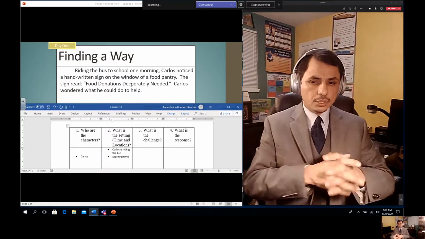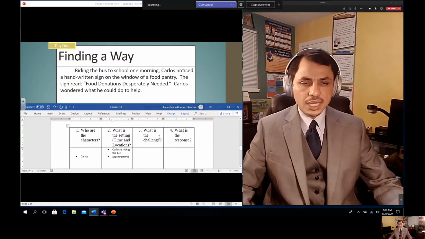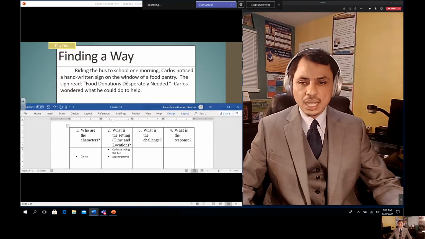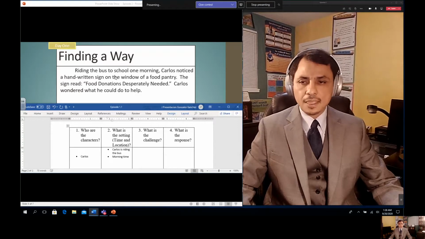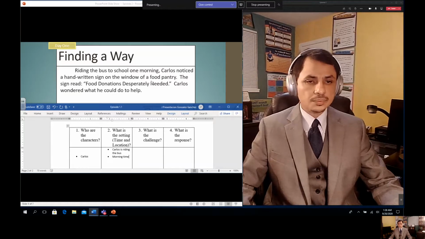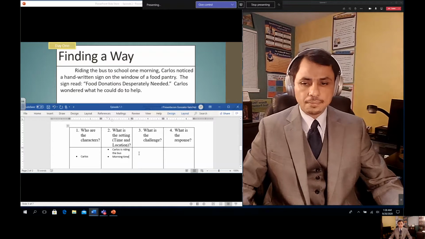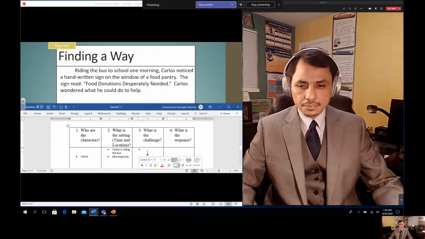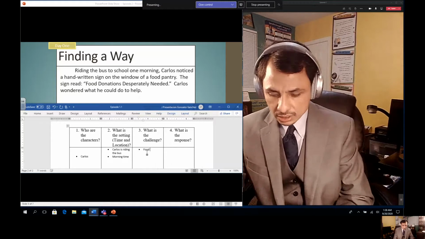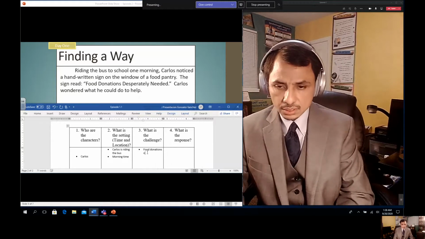We move on to question number 3. What is the challenge? Is there a challenge being introduced in paragraph 1? And here we do have a challenge. The challenge is that food donations are desperately needed by the food pantry. So we will write down that bullet point. Food donations needed.